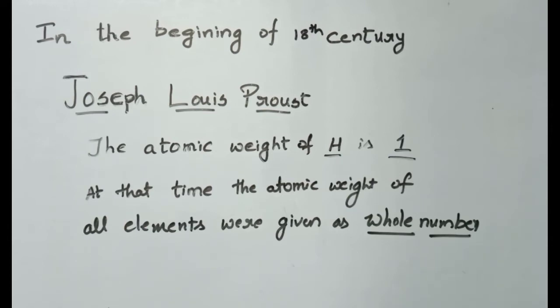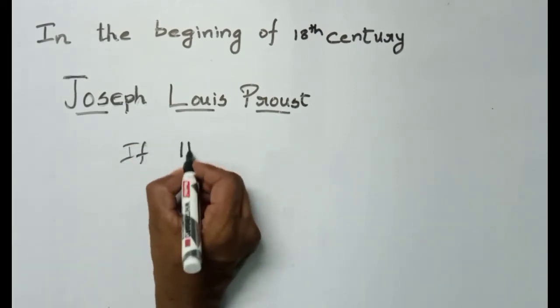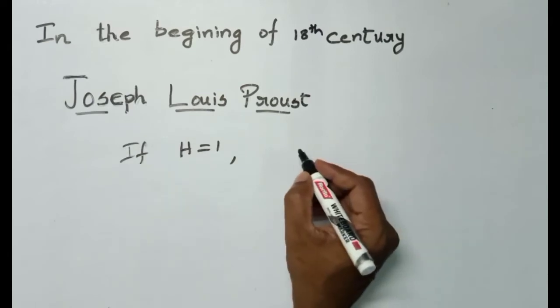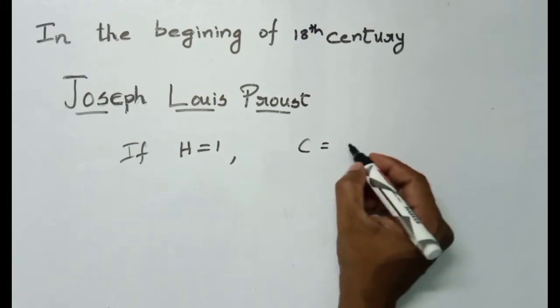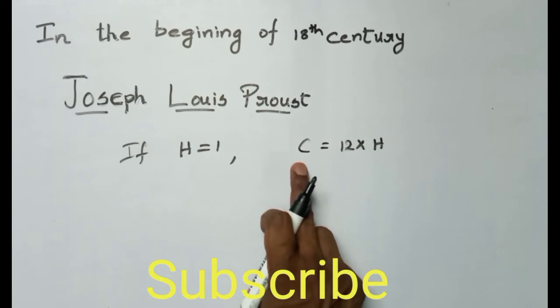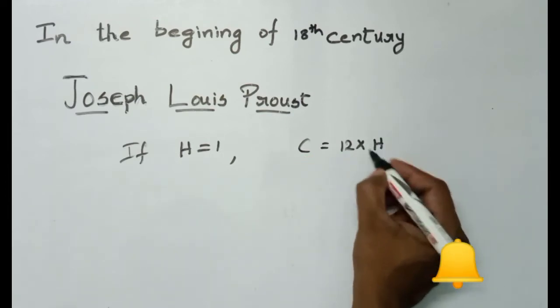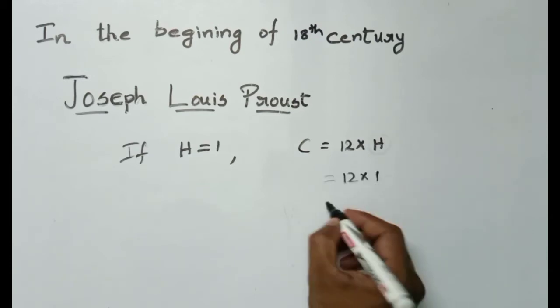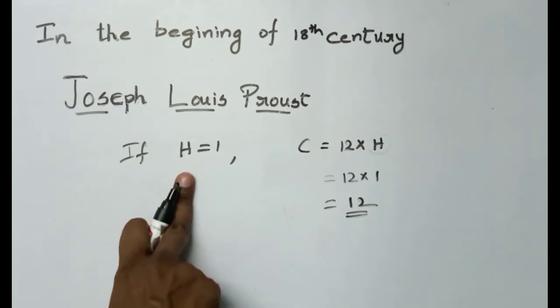Let us take a small example here. If the atomic weight of hydrogen is 1, and you want to find the atomic weight of carbon, the atomic weight of carbon is 12 times that of hydrogen. What is the atomic weight? The atomic weight of carbon is 12 times the atomic weight of hydrogen. Hence, if you keep 1 in place of hydrogen, we will get 12 here. So the atomic weight of carbon is 12. In that way, they used to find the atomic weights by using the atomic weight of hydrogen.